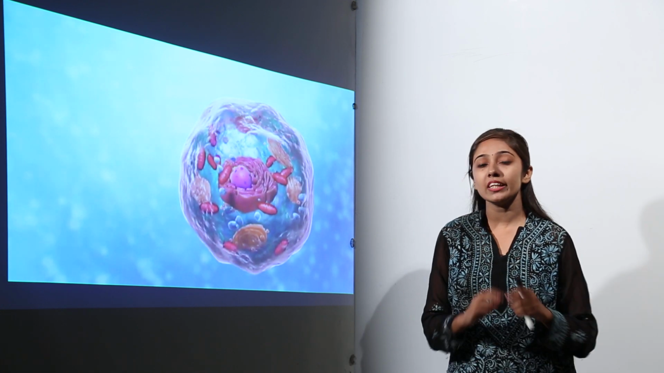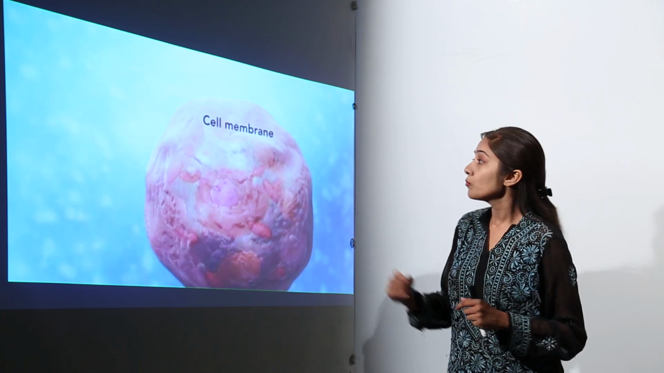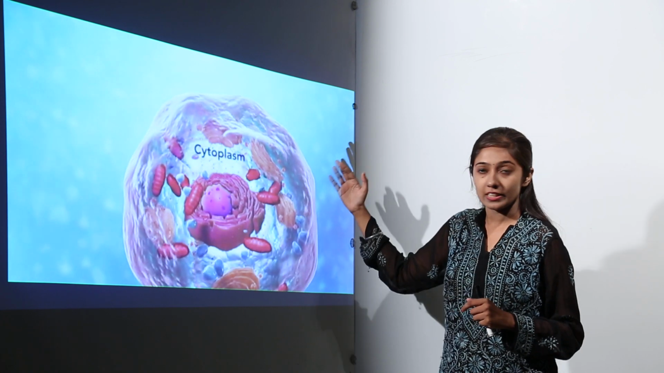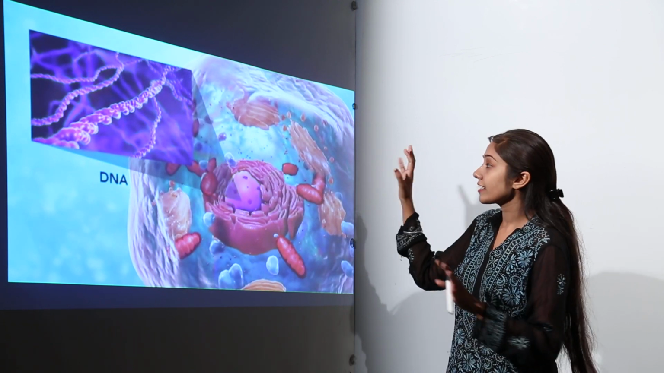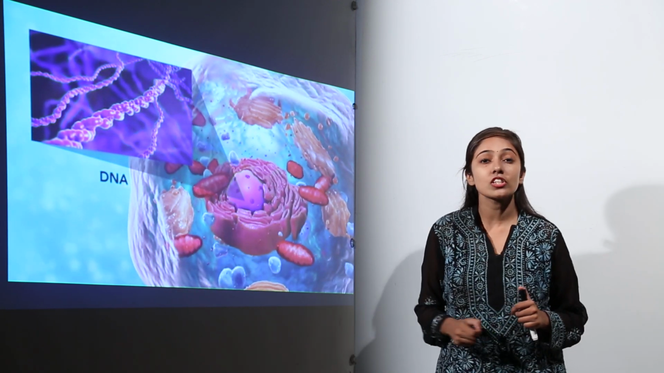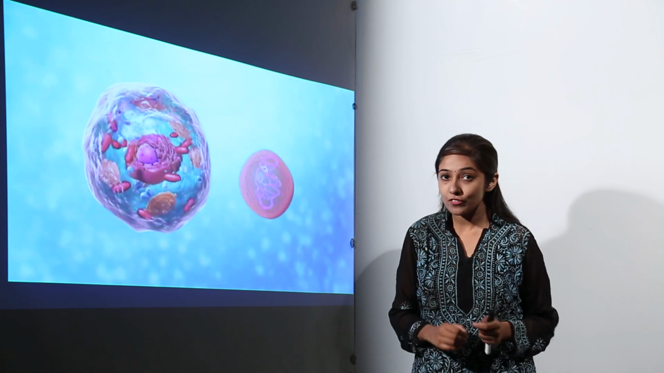Three things are common in each and every type of cell. What is that? Number one, the cell membrane, which separates the cell from its surroundings. Then we have the cytoplasm, where we have all the organelles, and then we have the DNA, which is the genetic material of the cells. These three things are common in all types of cells.